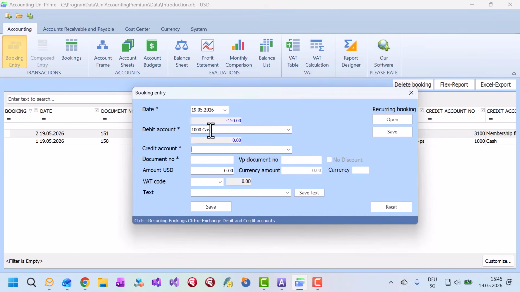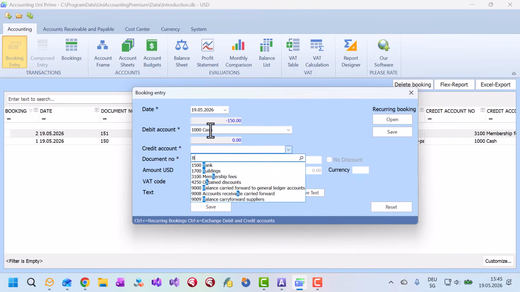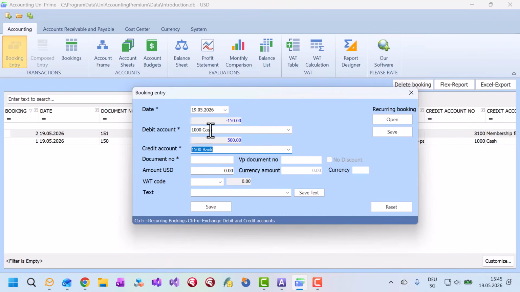Deposit of cash into business account. You deposit 300 CHF from the bank into the cash account. Booking entry: cash, asset debit to bank, asset credit, 200 CHF.